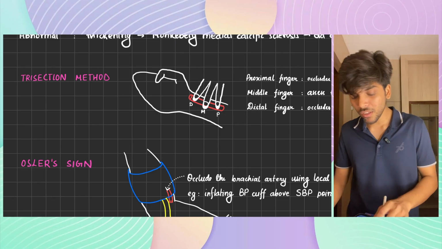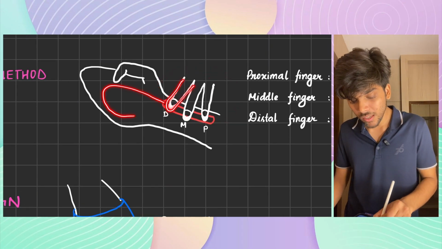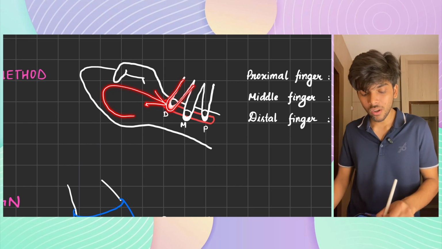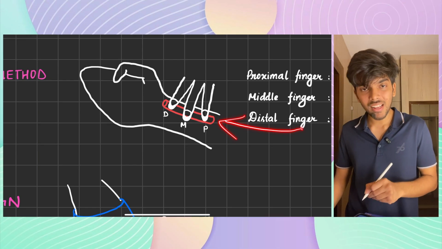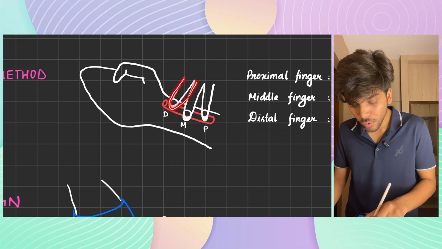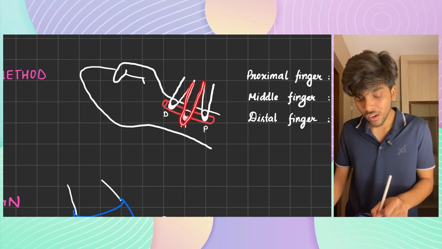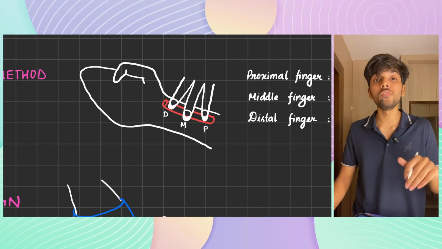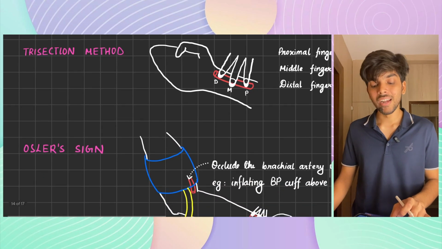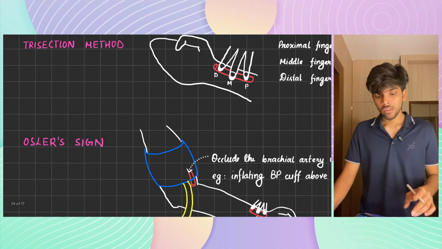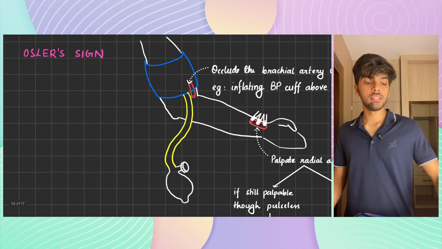So in trisection method, you use 3 fingers. With the help of distal finger, you block the return from palmar arches or ulnar artery. With the proximal finger, you stop the pulse from the radial artery, and then using both the fingers you milk out the artery, and then with the middle finger you roll over the artery and try to feel for the wall of the artery. Normally it is not felt, it is felt if it is thickened. Second is Osler's sign.